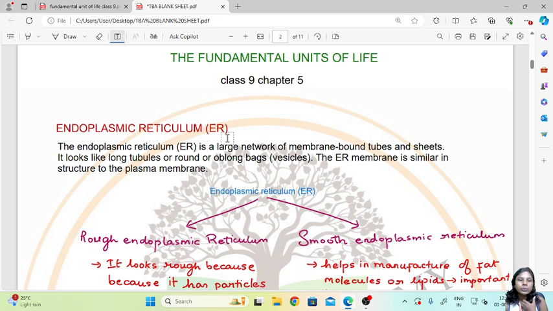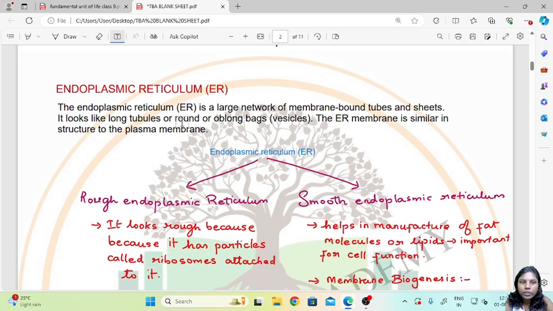The endoplasmic reticulum is a large network of membrane bound tubes and sheets. It looks like long tubules or round or oblong bags. The ER membrane is similar in structure to the plasma membrane. So firstly, the endoplasmic reticulum, or ER, is a large network of different kinds of membrane bound tubes and sheets, present in the form of tubes or flat sheets.